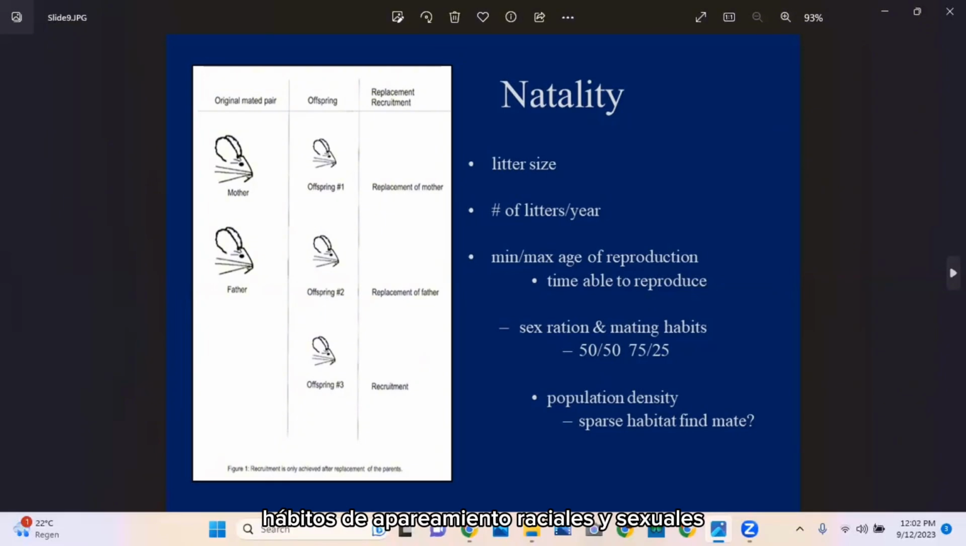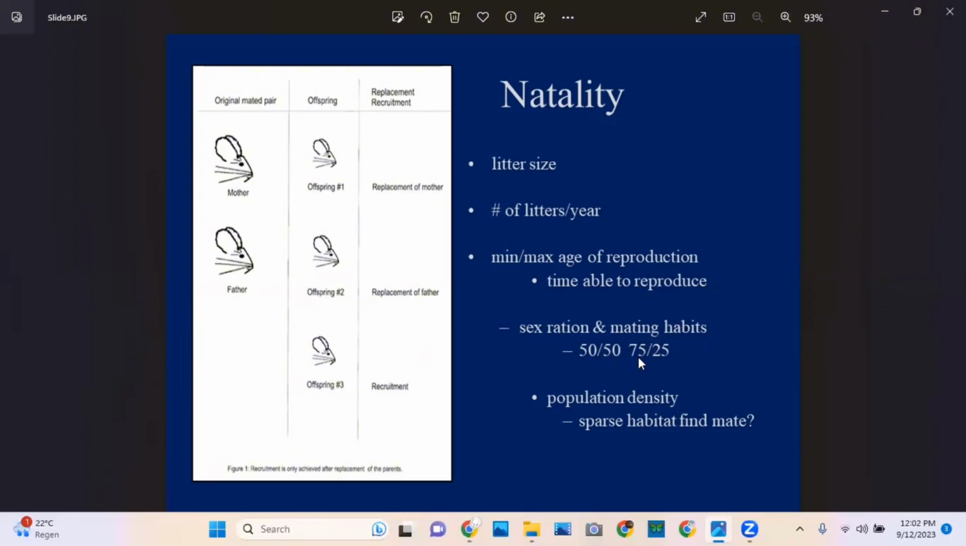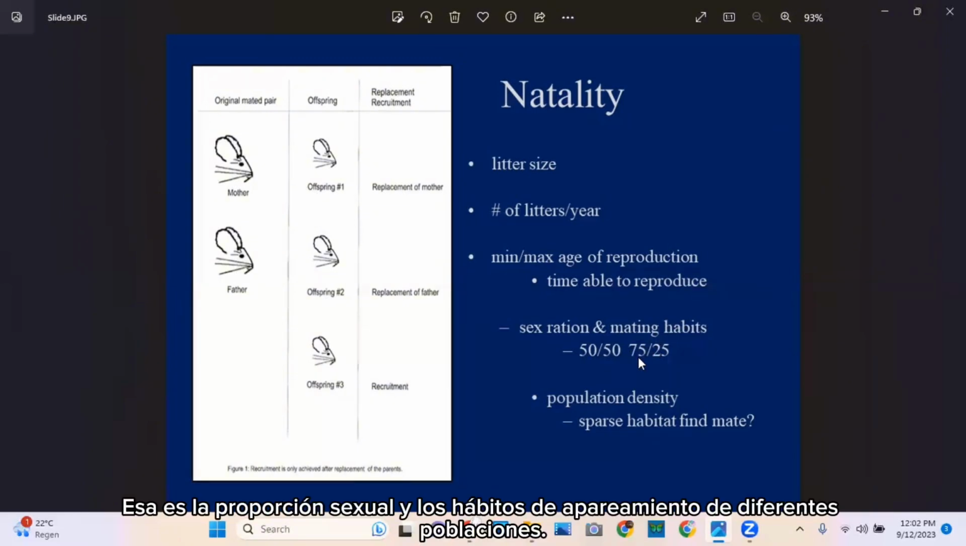Sex ratio and mating habits. If you have a 50-50 sex ratio, you're having a monogamous couple, a female and a male mating. If you have 3 females to 1 male, then that's not monogamous, obviously. You have 1 male to 3 females. His home range probably overlaps that of 3 females. And so he's got a larger range, and it overlaps these 3 females. That's the sex ratio and mating habits, different for different populations.